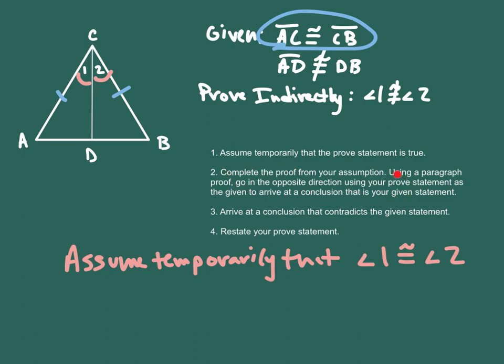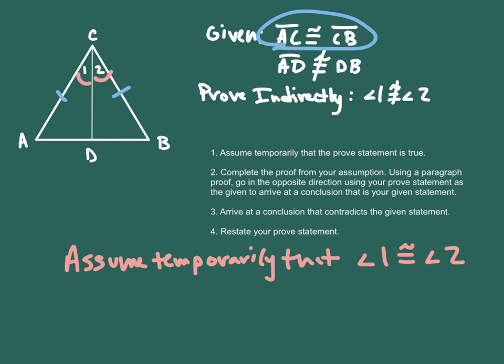Now, let's look at this next statement here that says complete the proof from your assumption. So we're going to use this assumption and we're going to go backwards. We're going to go in the opposite direction, using the opposite of our prove statement as the given to then arrive at the conclusion that is our given statement. So we're going to use this and go backwards to here. Now, the goal is that we want to arrive at a conclusion that contradicts the given statement. So we're going to contradict this. And then we're going to restate our prove statement.